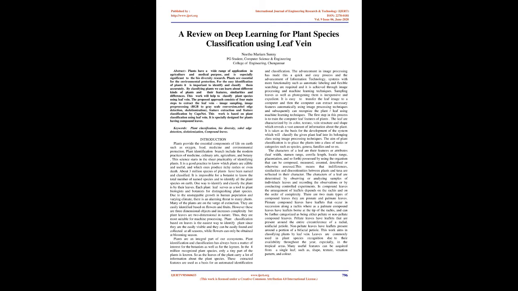Introduction. Plants provide the essential components of life on Earth, such as oxygen, food, medicine, and environmental protection. Plant identification branches include the modern practices of medicine, culinary arts, agriculture, and botany. This science starts in the sheer practicality of identifying plants. It is a good practice to know which plants are edible and useful, and which ones produce itchy rashes or even death. About 3 million species of plants have been named and classified.